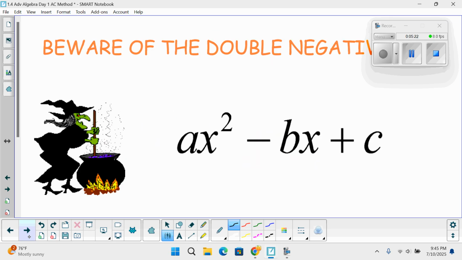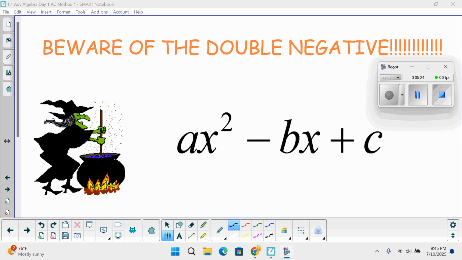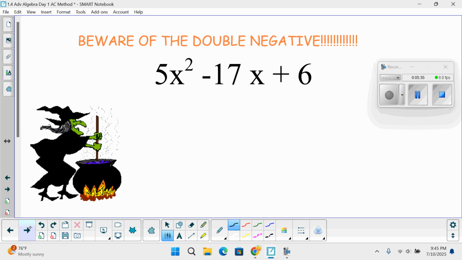All right, here is where it can get a little tricky. Beware of the double negative. When you have a positive ax squared and a negative bx, but a positive c on the end, it means there's going to be a double negative in both of our monomials. So let's go ahead and try one of these.